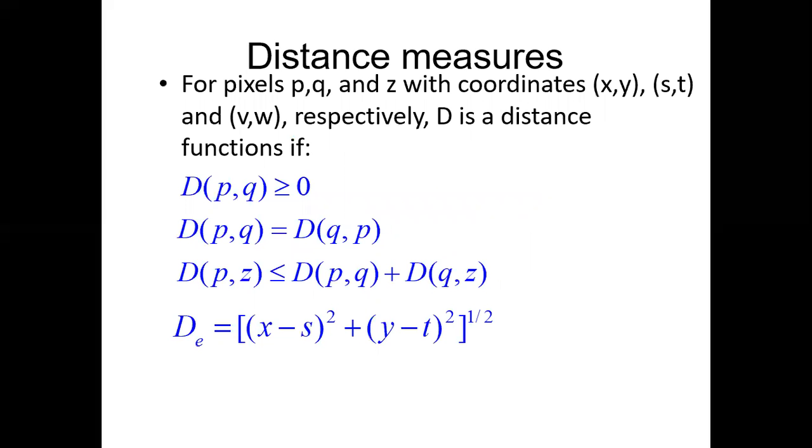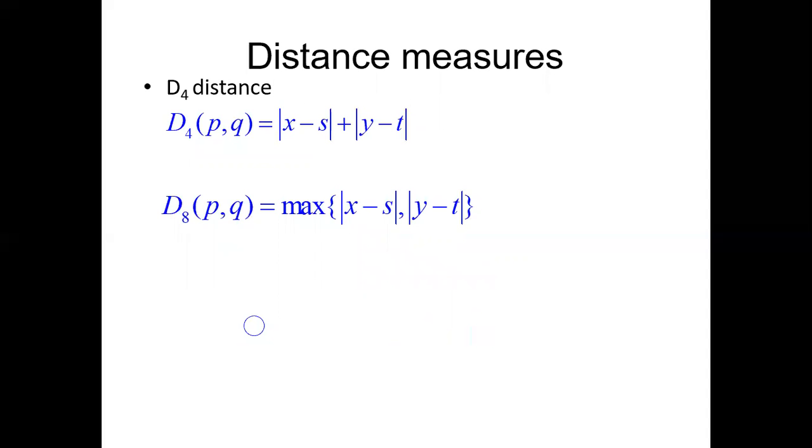This is the distance measure between one pixel and another pixel, for pixels P, Q and Z with coordinates (x, y), (s, t) and (v, w) respectively. D is a distance function if D(p, q) is greater than or equal to 0, and D(p, q) equals D(q, p). Like that we can define the distance equations.